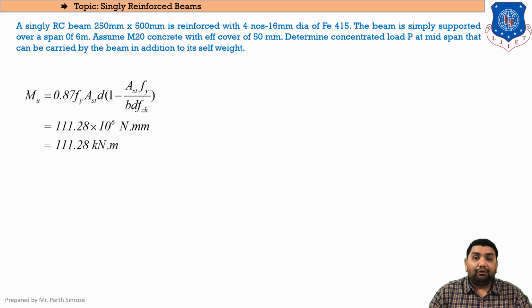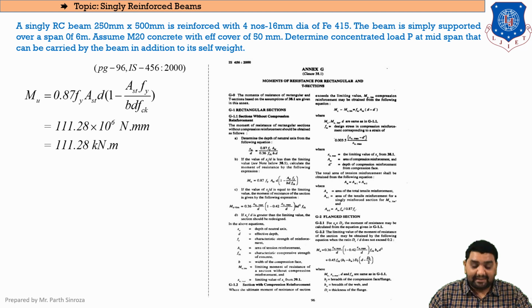So now we will be calculating the value of MU. The next step will be to find the value of MU, and MU can be obtained from this equation, and this equation again can be obtained from page number 96. Here you can see that point number B, it reflects that if the value of XU is less than the limiting value, that means if the value of XU is less than XUmax, then we will be finding the value of MU using this equation, and solving it, we are getting an answer MU equal to 111.28 kilonewton meter. So now our first step is completed, that is we have obtained the value of our MU, that is moment of resistance. Now we will be moving forward to finding the concentrated load P.